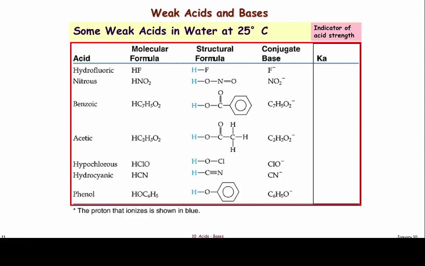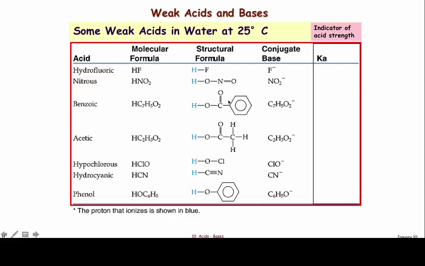Now, you have many types of acids out there. These are examples. The first one is hydrofluoric acid. This is nitrous acid, not nitric. Nitric is HNO3. Nitrous is HNO2. Benzoic acid, acetic acid, hypochlorous acid, hydrocyanic acid, and phenol. What makes these acids special is that these are all weak acids.